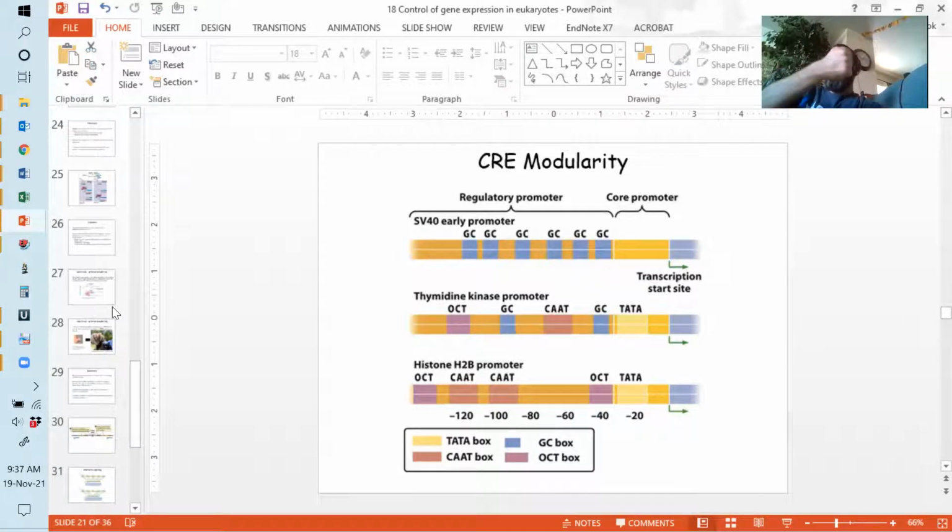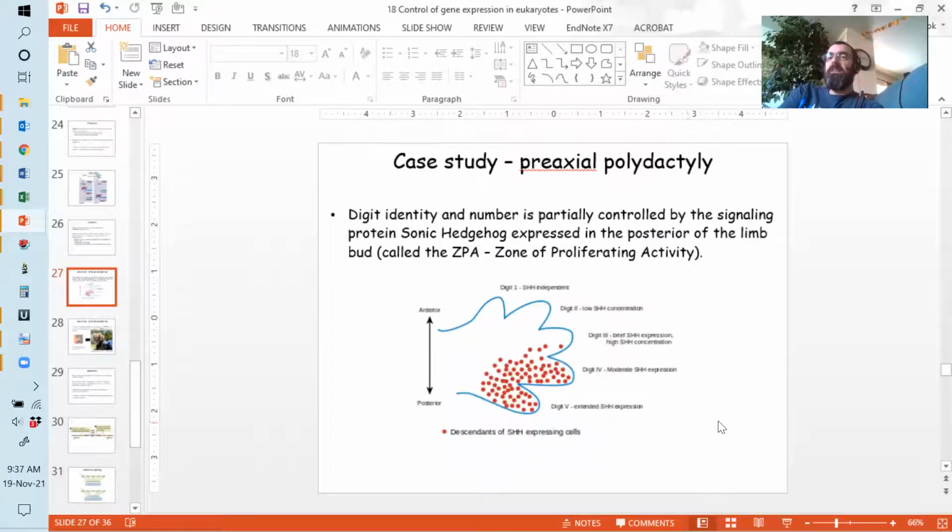Now, fingers are determined by high levels of expression of Sonic Hedgehog, which you can see down here, right? Next one along, what's that, the ring finger, has a little bit less Sonic Hedgehog expression. And then very little Sonic Hedgehog expression. Actually, it's a little bit more complicated than that.